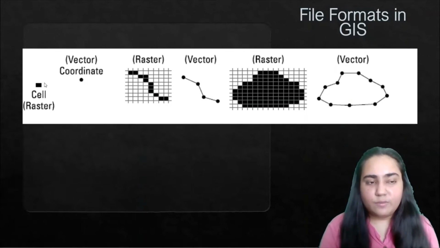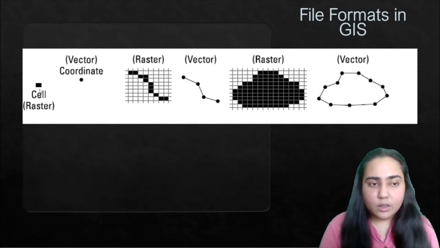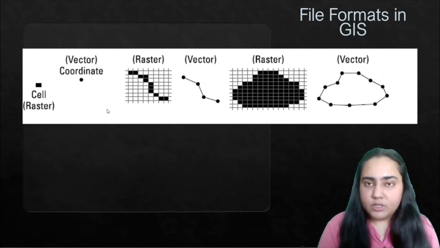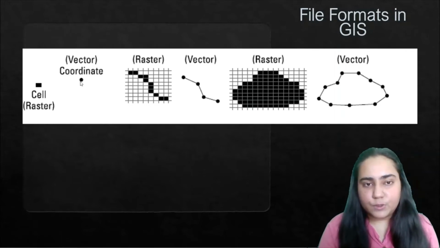So if you have just one point, you'll just fill one box. Vector format, on the other hand, uses coordinates. So there are points, okay? If you have to show this one point in vector format, you would just plot it on the X and Y axis and put that point right in that position.